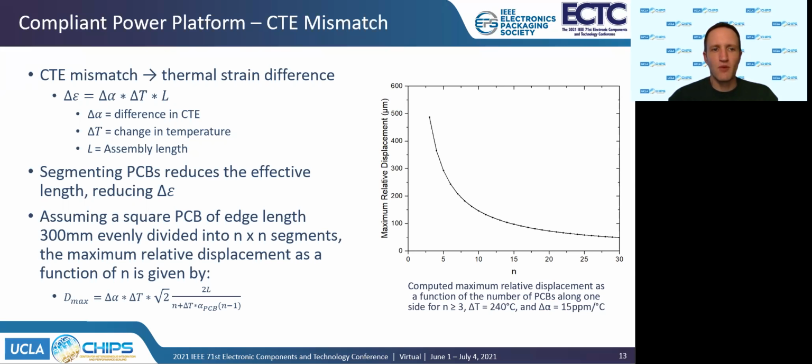So here we consider a square PCB with an edge length of 300 millimeters bonded to a silicon wafer of equivalent dimensions.